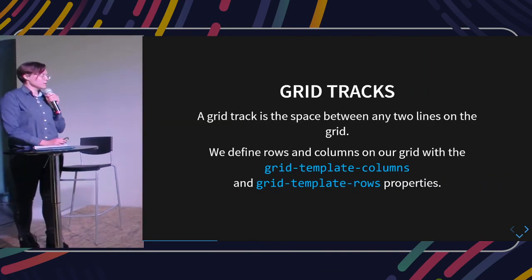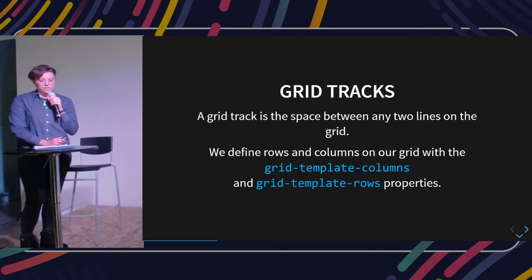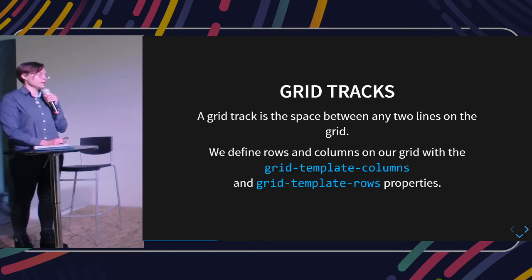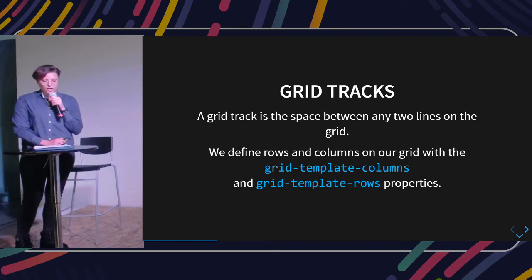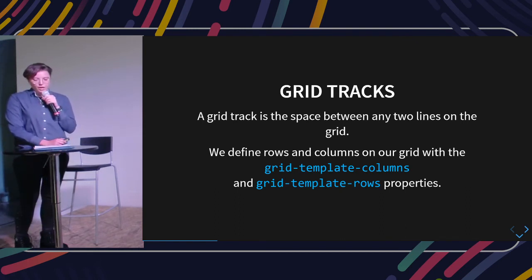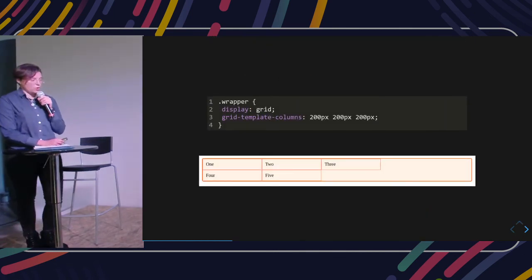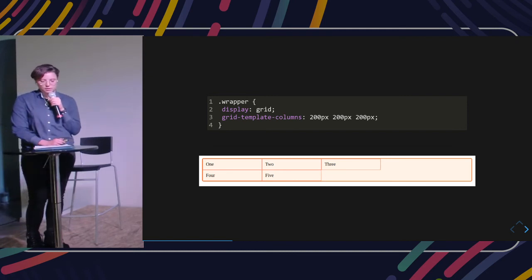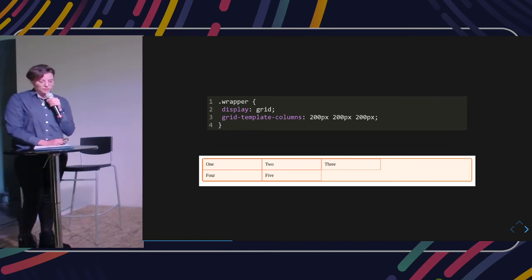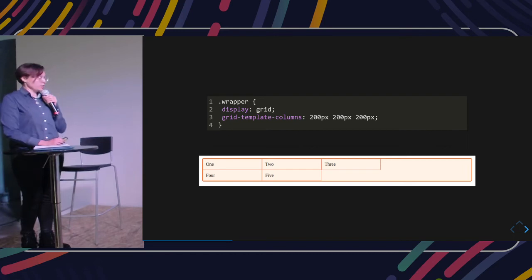If we want to start making this more grid-like, we need to add column tracks. We define rows and columns on our grid with the grid-template-columns and grid-template-rows properties. These define grid tracks. A grid track is the space between any two lines on the grid. We can add tracks to our previous example by adding the grid-template-columns property and create a grid with 3 200 pixel wide column tracks. The child items will be laid out on this grid, one in each grid cell.